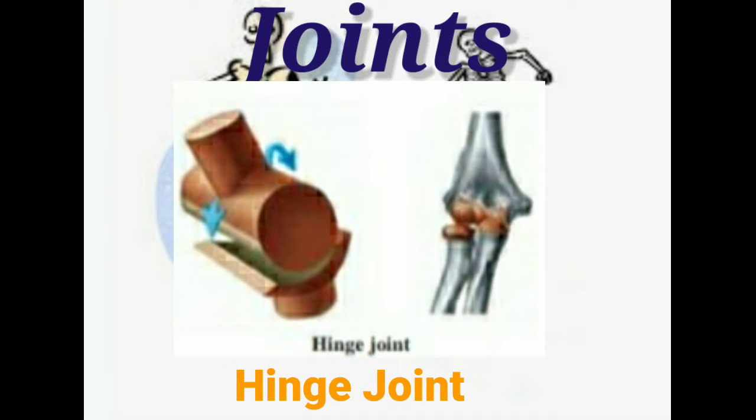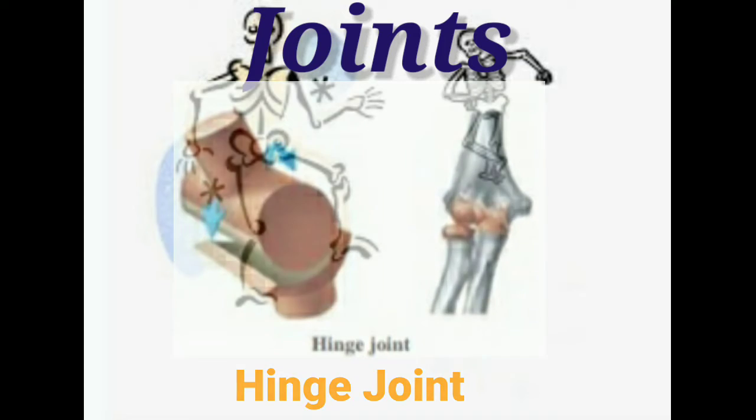Hinge joint. Hinge joint is a type of joint which allows the movement of bones only in one direction. It moves in a 180-degree angle. We find this type of joint in the joints of our elbow and knees.